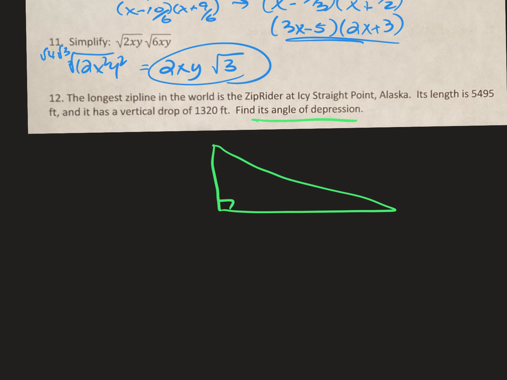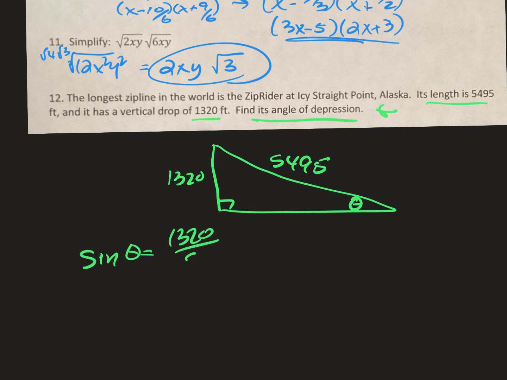The zip line is 54.95. The zip line definitely goes diagonally, that's your hypotenuse. The vertical drop is 13.20, right there. You remember, your angle of depression or elevation always touches the horizontal, so the horizontal line's right there. Because I have opposite and hypotenuse, I'm going to do sine theta is opposite over hypotenuse. I'm going to punch that in, and I'm getting 13.9 degrees.